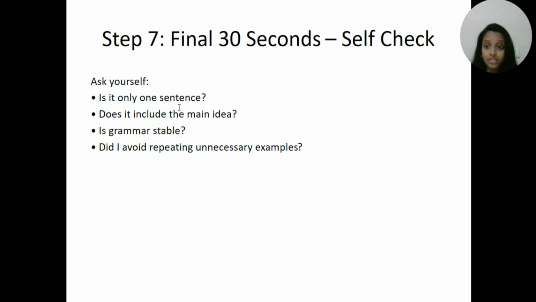Is grammar stable? Did I avoid repeating unnecessary examples? Then you can move on. If you want to use two sentences, that will also be fine, but try to make the sentences not too big, okay, not too long.